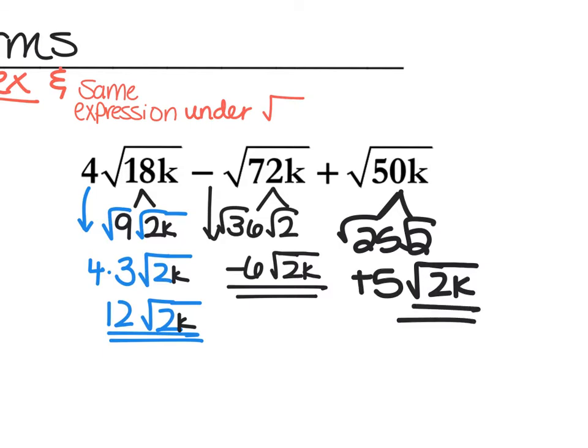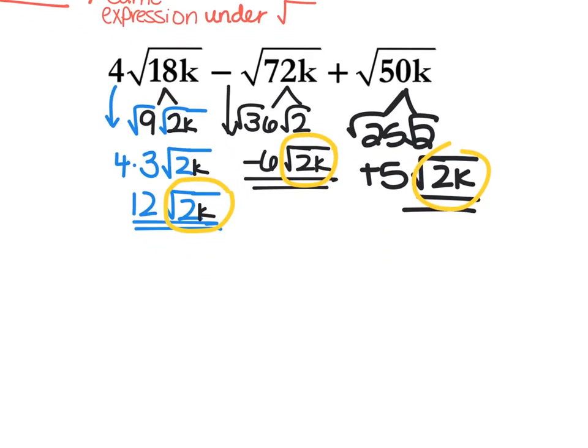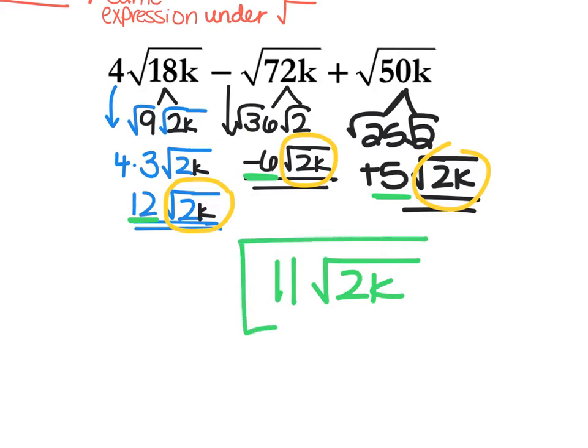Okay, guys, take a look. I have now all the same like terms. So my final answer is just going to be adding the coefficients. So 12 minus 6 is 6, plus 5 is 11. So my final answer is 11 square root of 2k. And let's go on.